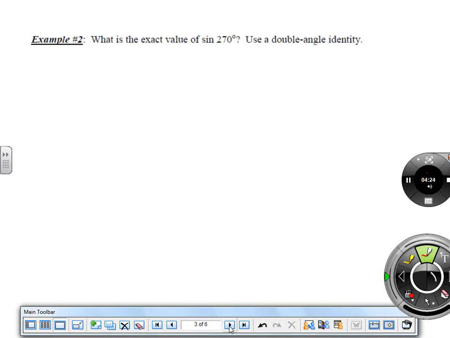All right, what's the exact value of the sine of 270 using a double angle identity? So basically what this means is, let's say I wanted to find the sine of 270, but I didn't know anything about 270. It's not true, we do. So I'll do a different example of this in a minute. But I could think of 270 as being 2 times 135. That is the same thing as 270.